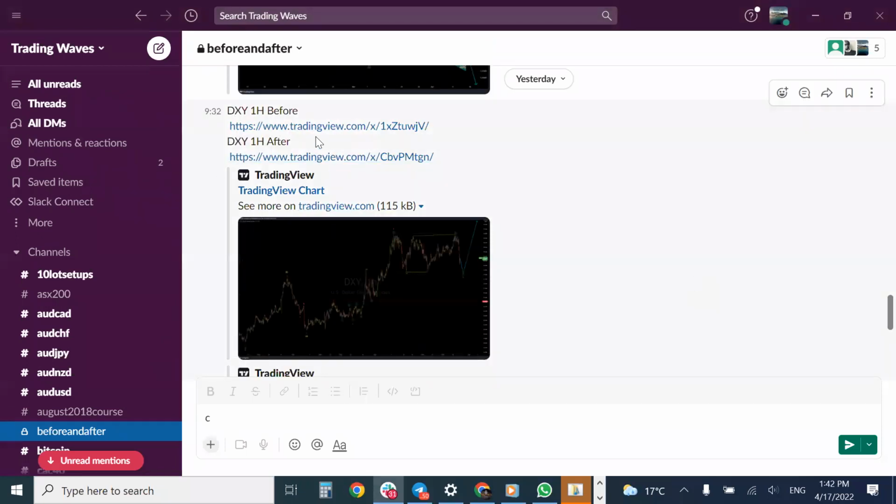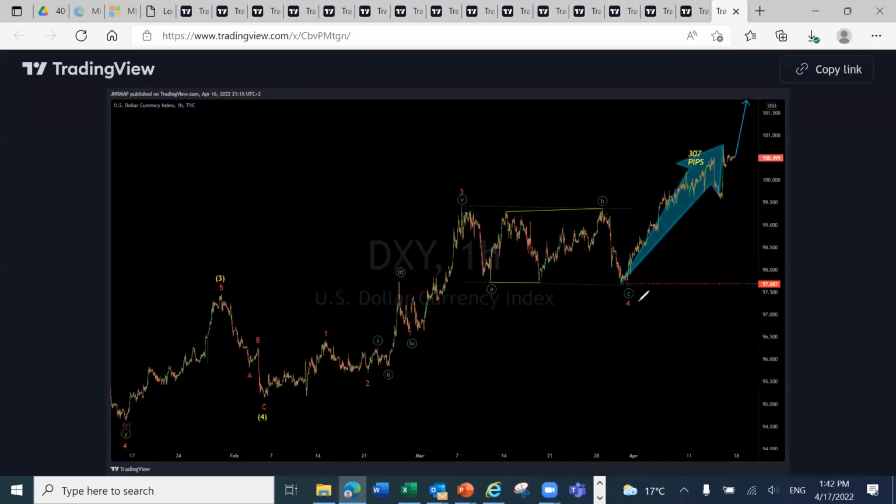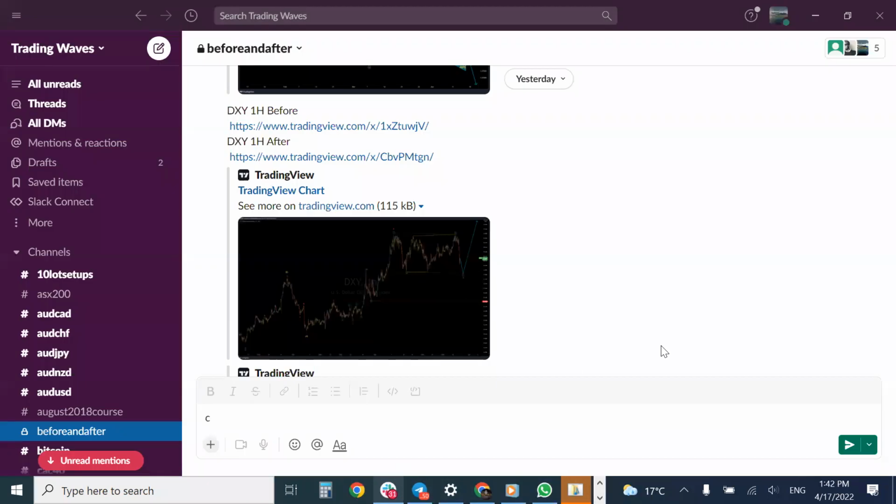The DXY is just the inverse. I've already shown you the DXY, completely expecting this one here. It's already made all of that move on the DXY. Look at how the DXY has played out. I've shown you earlier. This is the latest update on the DXY. As you can see, it drops and makes a push to the upside. 307 points already on the DXY. Easy moves. All right, so let's have a look at more here.